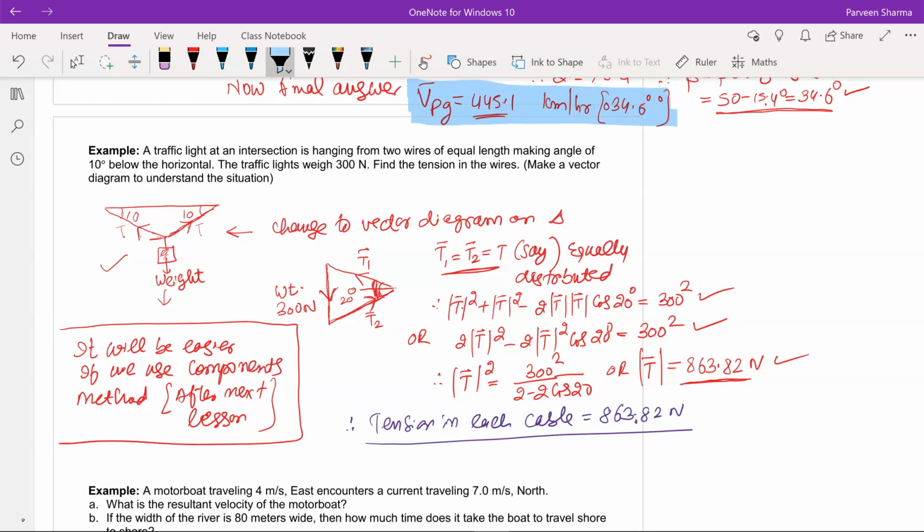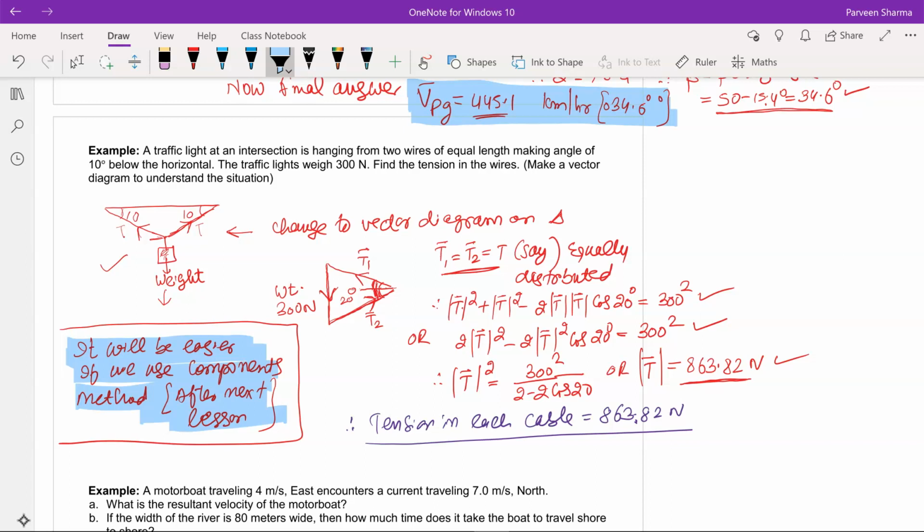I wrote a note here. This one can be done more easily, actually, by using the component method. We will do this question later on when we understand the component method. That will be in a separate video. We will learn how to add or subtract vectors using the component method. I didn't use the component method. I simply used the triangular law of adding vectors.